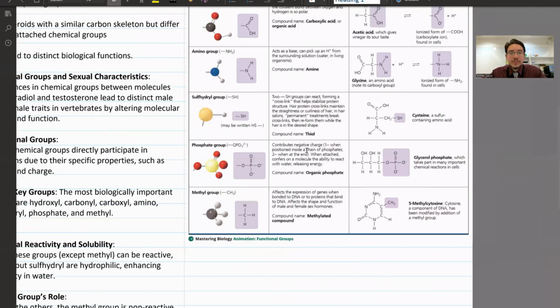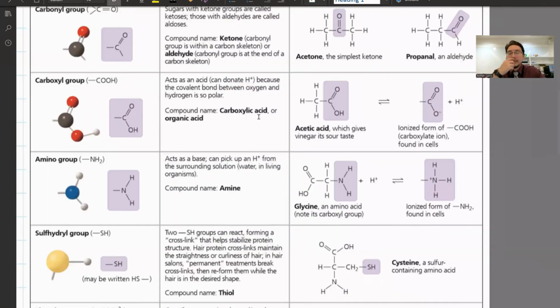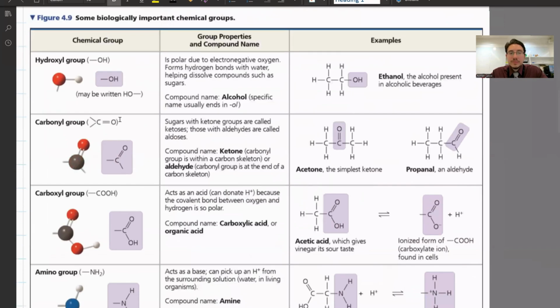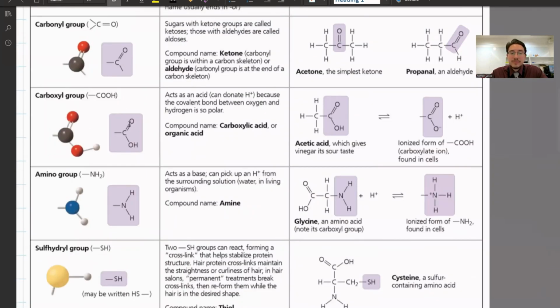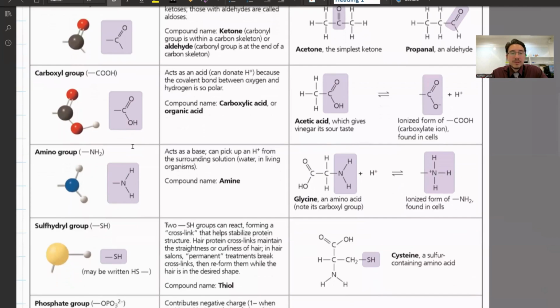You have carboxyl groups. They generally act as acids. They donate hydrogen plus ions, right? They covalently bond to oxygen and hydrogen, and that covalent bond is so polar, so it can donate a hydrogen plus ion. Generally, it's in this ionized form, right? This carboxylate, but it's an organic acid. For now, this is good to know. Do memorize, visually, the chemical group. OH, a carbon double bonded to oxygen. Here you have the same thing, but you have an OH group bonded to this carboxyl group.